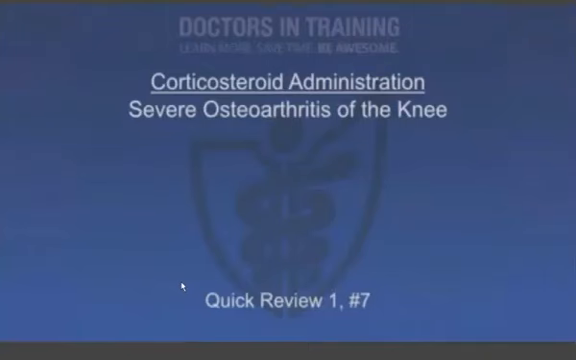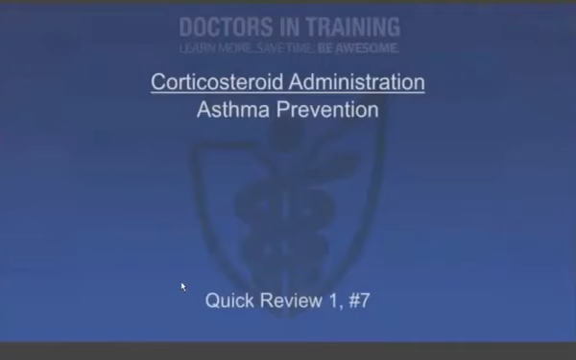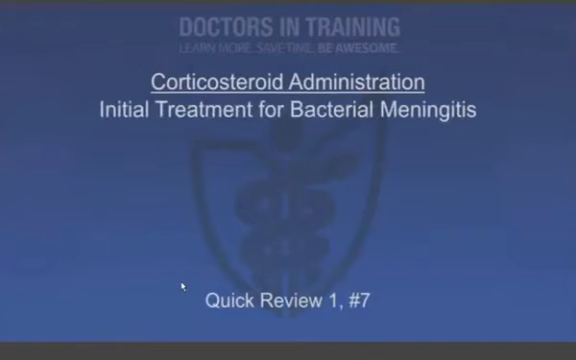Severe osteoarthritis of the knee, you're going to do an intra-articular knee injection here. So you can dose steroid right into a joint, and it's going to help reduce inflammation in that joint. Will that also get absorbed systemically? Yes, of course. You're putting it into the body, you're putting it into the system, but it's going to work most powerfully at that joint. Asthma prevention, you're going to inhale. So you're going to inhale corticosteroids to prevent asthma attacks.